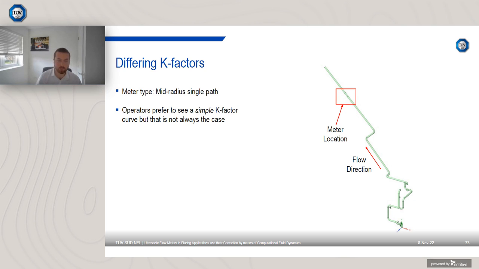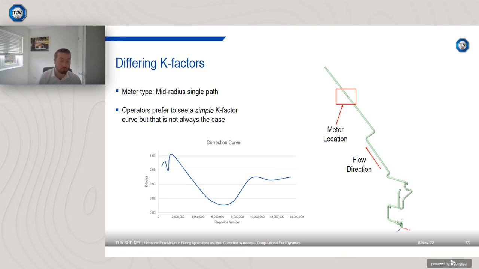So operators prefer to see a simple K-factor curve because it means that there's not much chaotic flow within the flare system. However, for this example, we actually saw quite a chaotic curve, so it's not consistent at all. And in actual fact, the difference between minimum and maximum K-factor is around 18%. So this obviously took an interest with us, because usually we don't see these sorts of things.